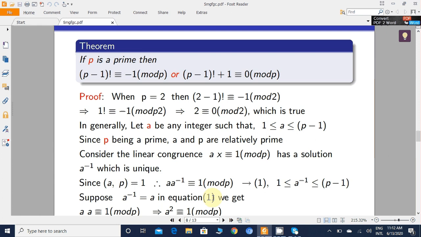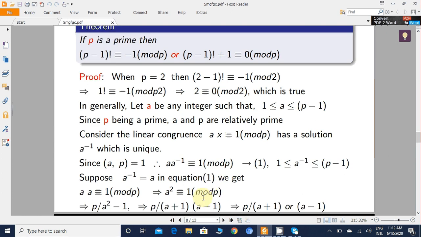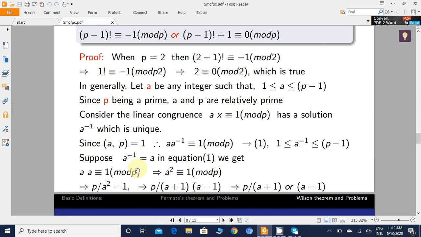In general, let a be any integer such that 1 is less than or equal to a, which is less than or equal to p minus 1. Since p is a prime, a and p are relatively prime. Consider the linear congruence ax congruent to 1 mod p, which has a solution a inverse, which is unique. Since gcd(a, p) is equal to 1, that means relatively prime, therefore a into a inverse is congruent to 1 mod p, and a inverse lies between 1 and p minus 1.